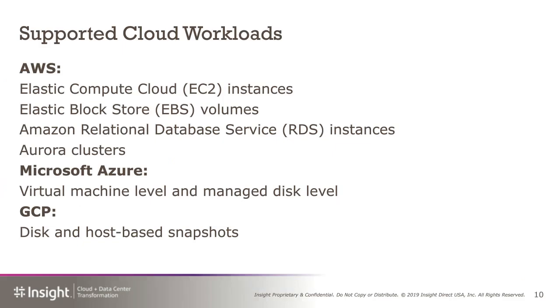Some of the supported cloud workloads. You have AWS supporting EC2, that's the Elastic Compute Cloud instances. Elastic Block Storage volumes are supported. Amazon Relational Database Service, or RDS, instances, and Aurora clusters are all supported through AWS. For Microsoft Azure, you have virtual machine level and managed disk level. And again, these are your snapshot methods. So along those lines, these are the supported snapshots that you can take. And for GCP, you have disk and host-based snapshots.